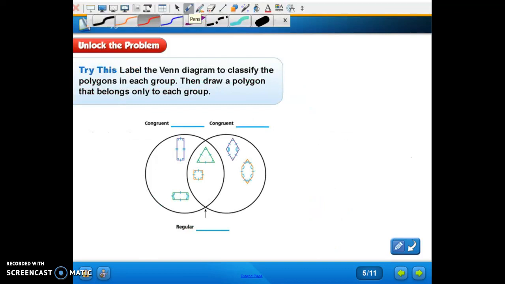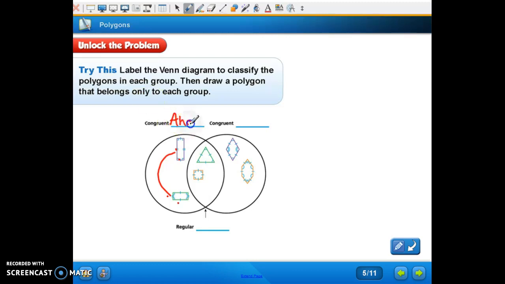Okay, now we're moving down to try this. We have to label this Venn diagram. So what do these 2 figures have in common? Congruent sides. Well, are these sides congruent? And these sides aren't congruent, but their angles are marked the same. So they have congruent angles.